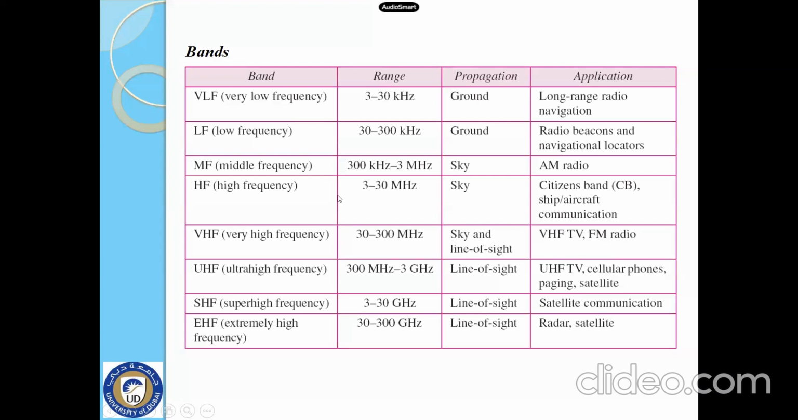But I don't think people use very high frequency TVs anymore. Ultra high frequencies: now in here, it's line of sight, pretty much like cellular phones, paging, and satellite. 3 to 30 gigahertz is the super high frequency for satellite communications. And then the extremely high frequencies are for radar and satellite. So that's it. Again, this is just for the sake of review, that different ranges of frequencies will get different applications.